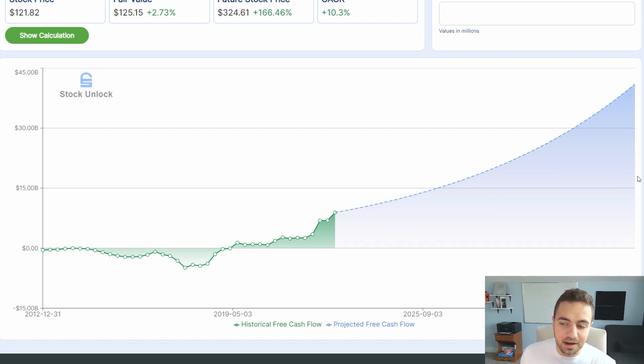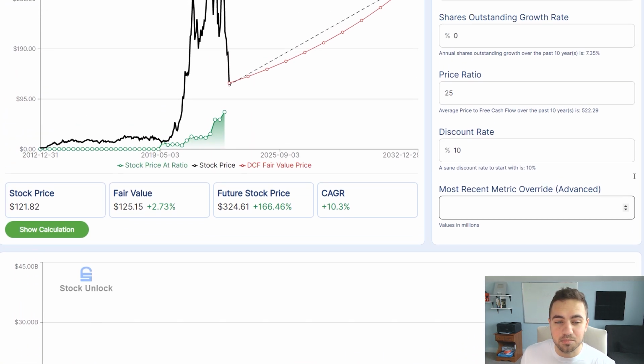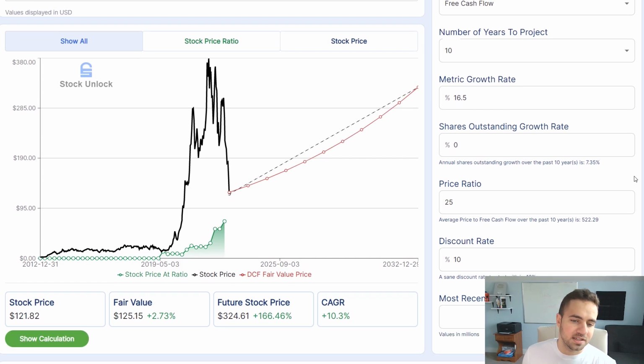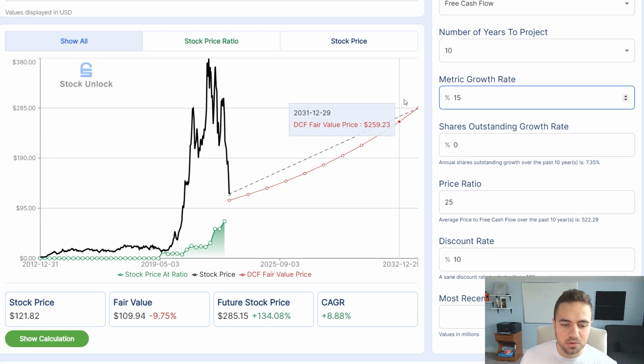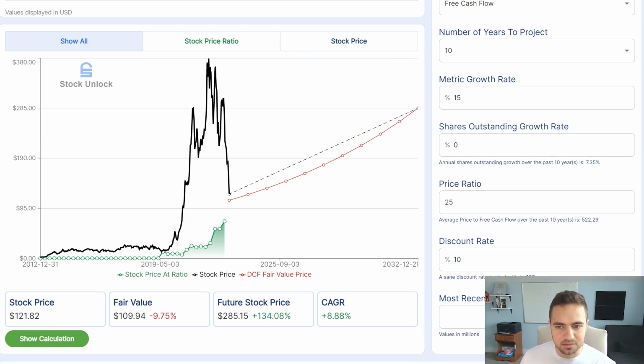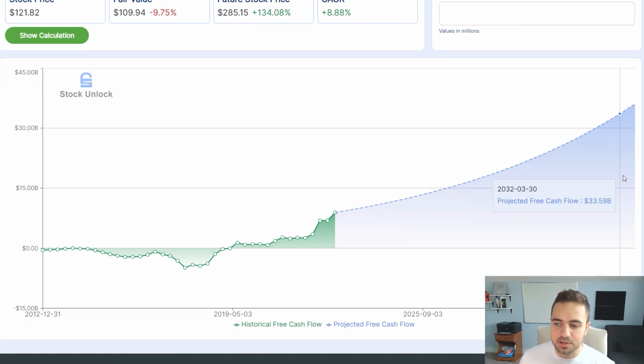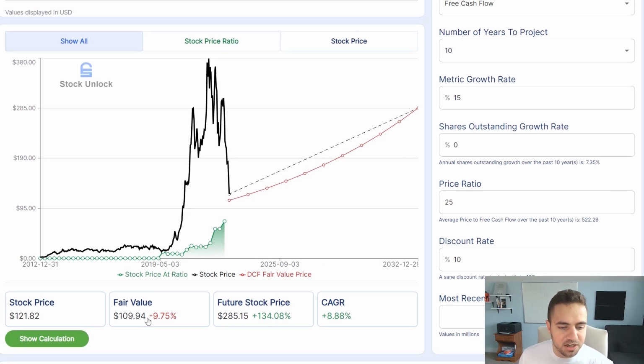Now, personally, I don't know if Tesla is going to produce $41 billion in free cash flow by 2032. I think that's more on the optimistic end. Listen, that's just me personally. So what I would like to do is maybe knock down this growth rate to about 15%, just a little bit. And when we scroll down, now this means that Tesla would have to produce about $36 billion in free cash flow by 2032, which I think is more realistic. And when I do this, I get a fair value of about $110 a share.